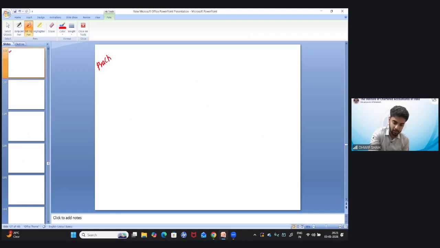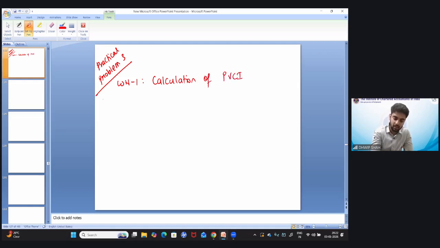This is practical problem 3. NPV is nothing but PVCI minus PVCO. So let's currently focus only on PVCI. Calculation of PVCI. See, now I am explaining to you the flow, how to solve. You have to solve: year 1, 2, 3, 4, 5, 6, 7, 8, 9 and 10.